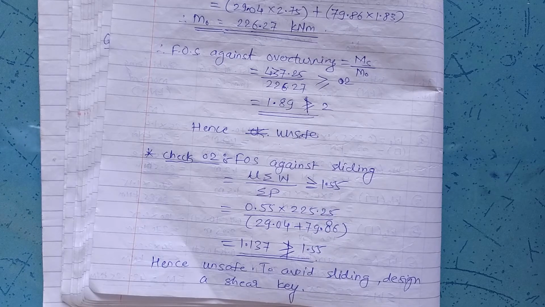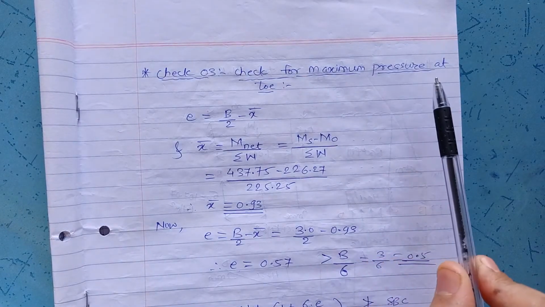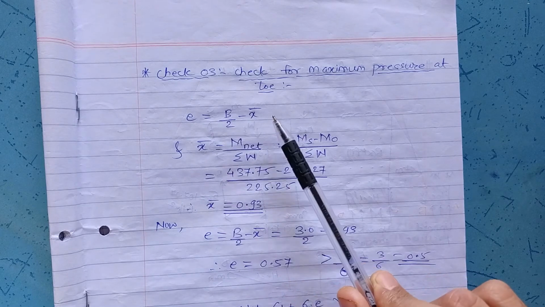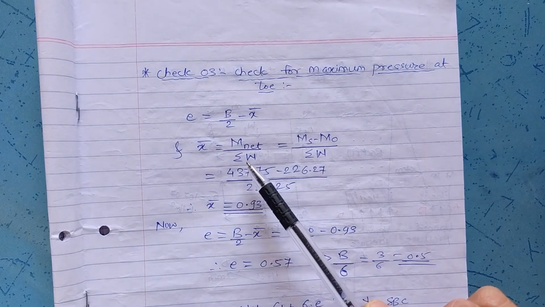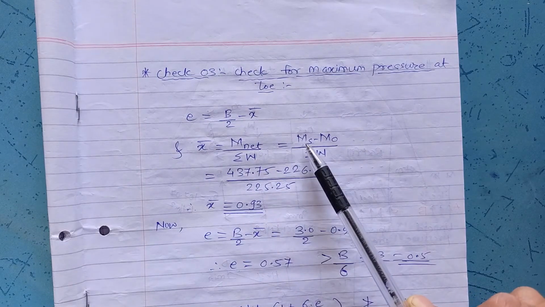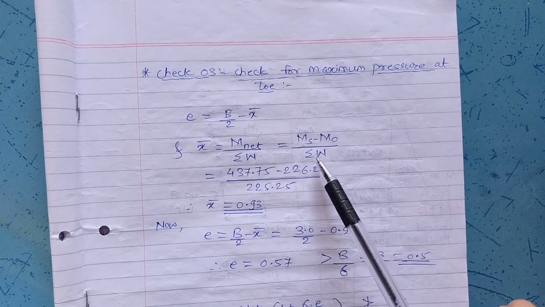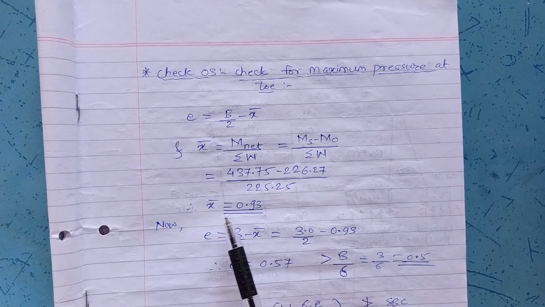Now we will do the third check. Third check is check for maximum pressure at the toe. Now E is nothing but B by 2 minus X bar, where X bar is net moment divided by summation W. Net moment is nothing but algebraic summation of the stabilizing and overturning moments. It is 437.75 minus 226.27 divided by 225. We get X bar as 0.93.